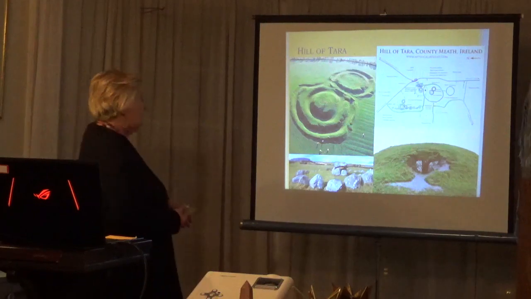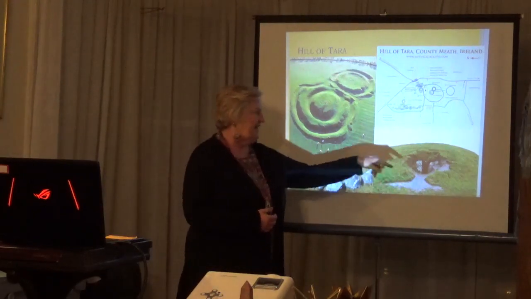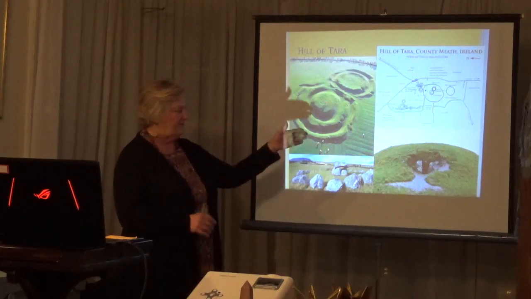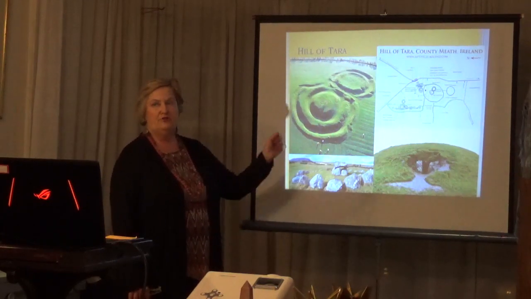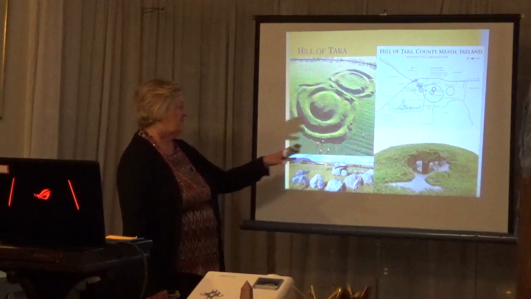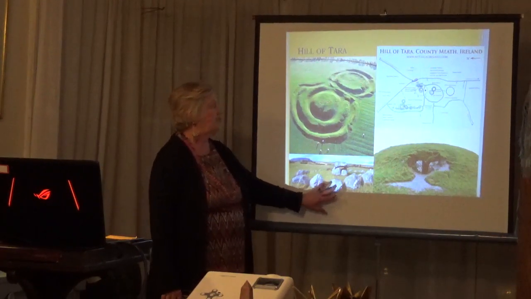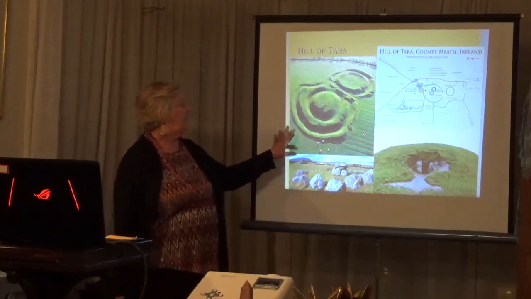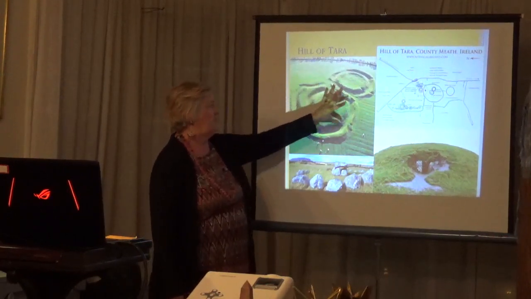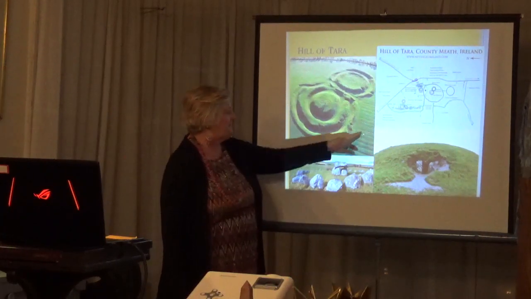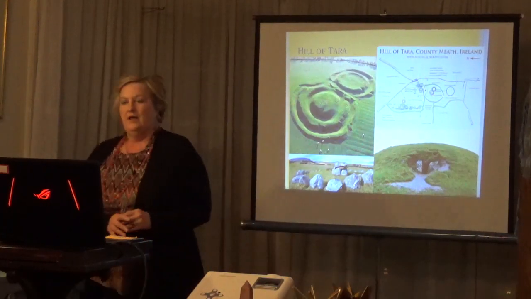But there are alignments in this site, kind of like almost a kiva, where there's some pinpoint things where the light comes in and illuminates a rock or something inside. And this is a small Irish henge in that area of Tara. This is quite large. It's an aerial view. You can see the people.